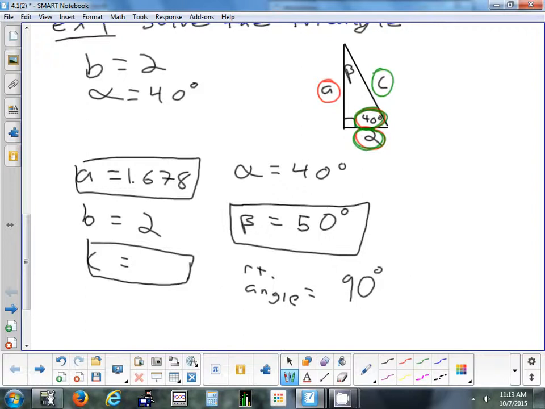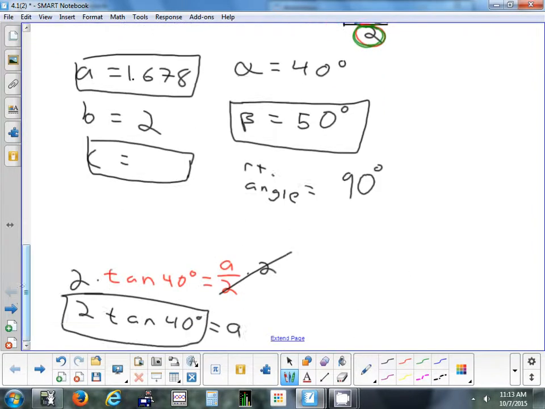What are the names of the two sides circled in green? Start with the 2. Adjacent. Yeah, that's adjacent. So we have to use a trig function that has adjacent. And what's the name of side C? Hypotenuse. What's the trig function that has adjacent and hypotenuse in it? Cosine. Okay, so we're going to set it up the same way.